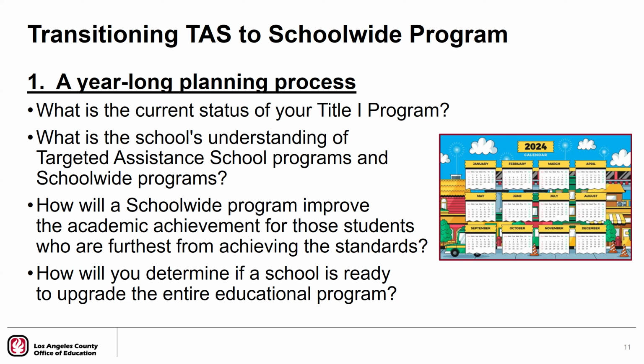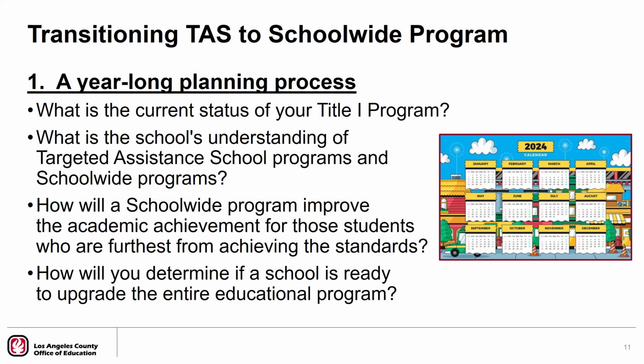You would need to ask, what is the current status of the Title I program? What is the school's understanding of targeted assistance and school-wide? Do they understand the difference? How will a school-wide program improve the academic achievement for those students who are furthest from achieving the standards? And what is the expected outcome? And lastly, how do you determine if the school is ready to upgrade the entire educational program at that school?